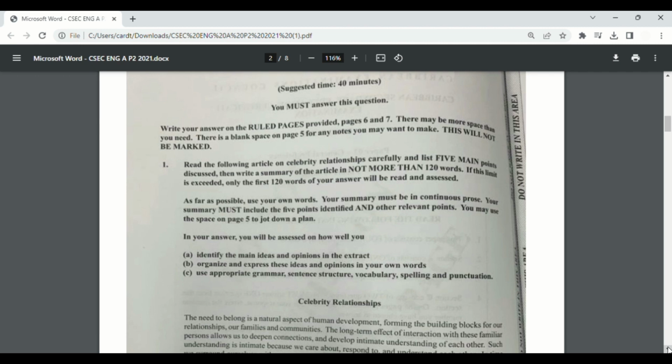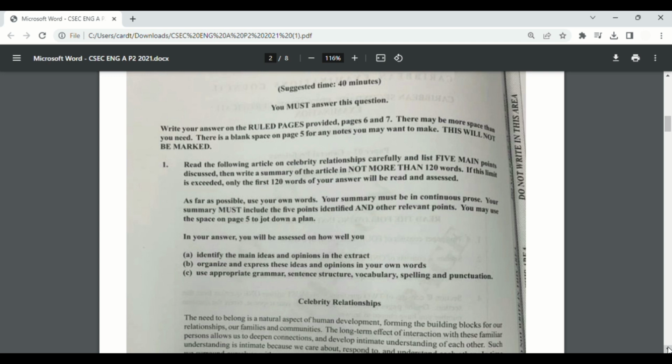It says, write your answer on the ruled pages provided, pages 6 and 7. There may be more space than you need. There's a blank space on page 5 for any notes that you want to make. This will not be marked. Read the following article on celebrity relationships carefully and note the 5 main points discussed, and then write a summary of the article in not more than 120 words. If this limit is exceeded, only the first 120 words of your answer will be read and assessed.